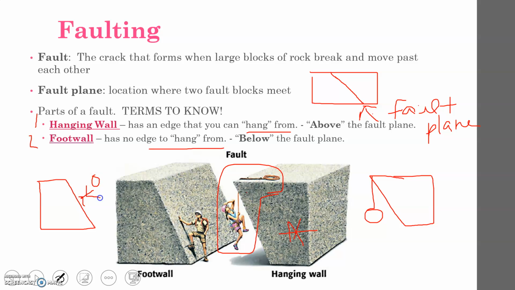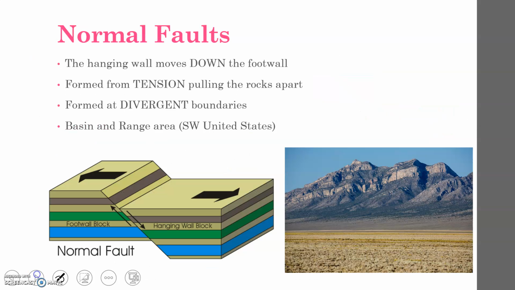Basically, you could walk up it, just like this person's going to do right here. So the hanging wall allows you to hang from it like a swing. The footwall allows you to move up it on your feet. All right, so there are three faults.